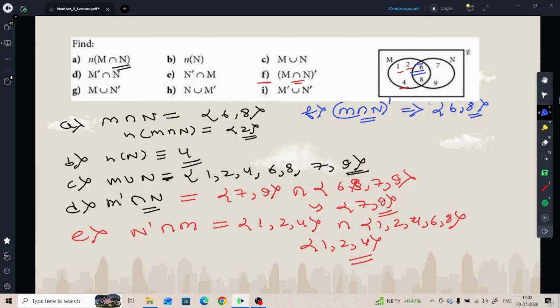Okay, and then it is asking you to take its complement. That means we'll be taking all the elements except this 6 comma 8 present in the universal set. So in that case it will be what? It will be 1, 2, 4, 7 and 9. So that will be your answer.